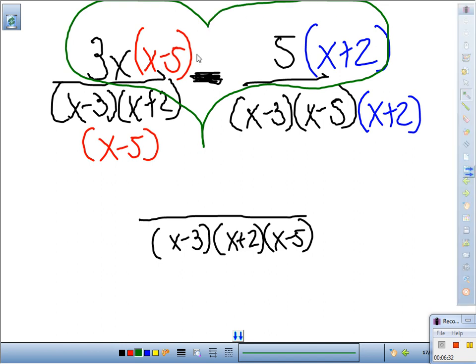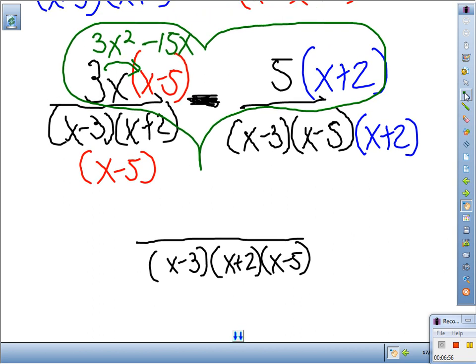But in order to combine and do stuff here, we need to multiply these out to see what each term is. So let's see. What is 3x times x? 3x squared. What is 3x times negative 5? Negative 15x. So this became that. All right. Next. Look at this one.